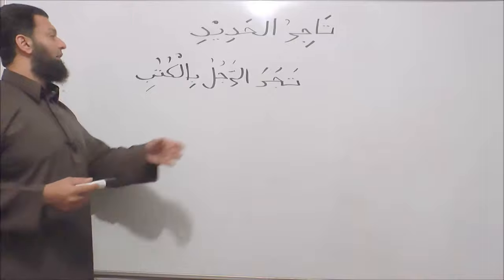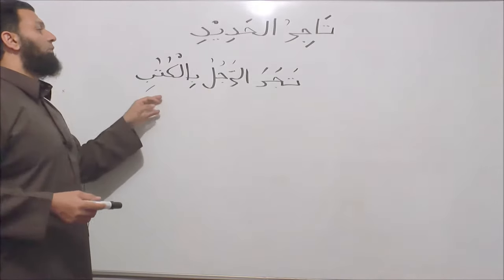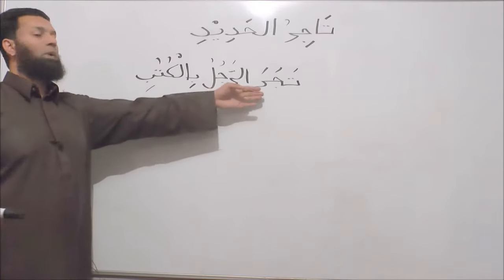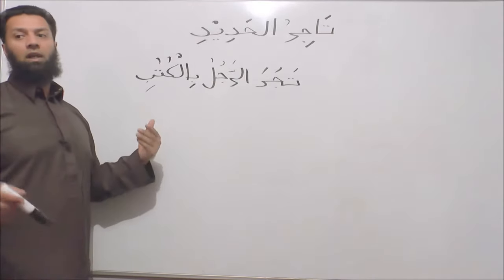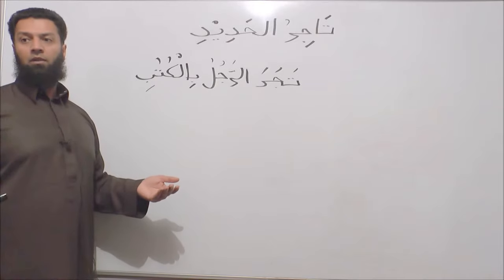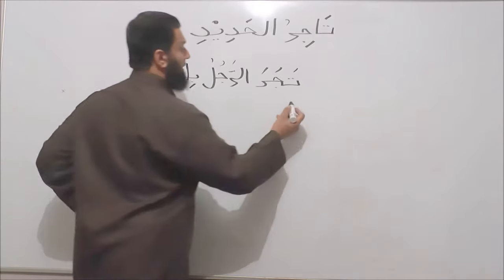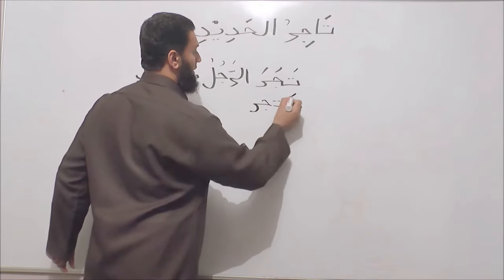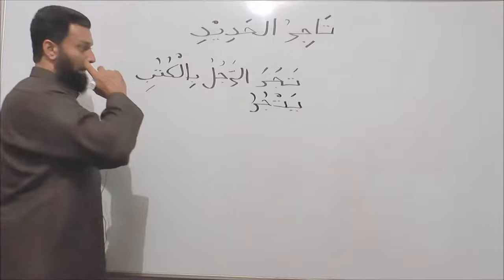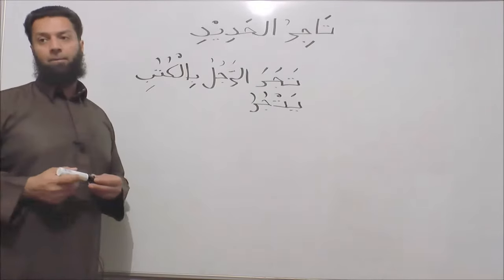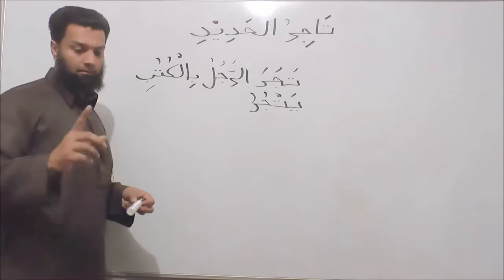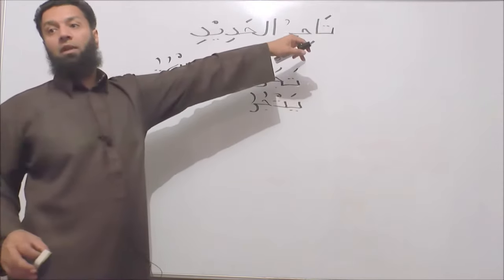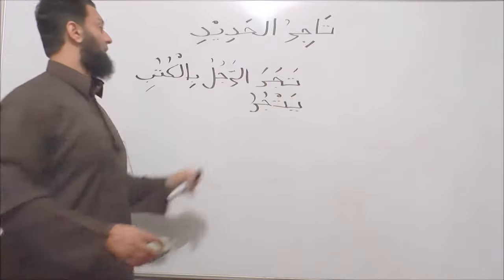Right? What does that mean, Ya Muhammad? Tajara ar-rajulu bil kutubi. The man traded. Don't say he the men. Say the man traded with books. In books. Or in books. Right? The present tense is yatjuru ar-rajulu bil kutubi. Right? It's important that we recognize what the root verb is, which is tajara.